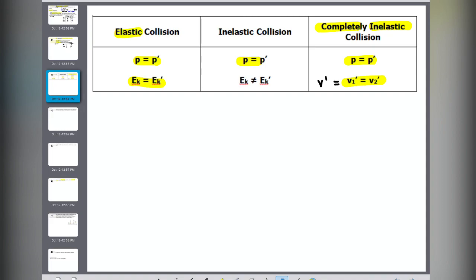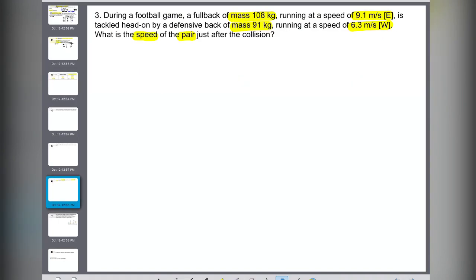Okay, so come back to the definitions. Which kind of collision are we talking about? We've got a football player who got tackled. What is the speed of the pair right after the tackle? Is it elastic, inelastic, or completely inelastic? It is completely inelastic. You're basically assuming that the two would be moving together, right? So they would have the same final speed.